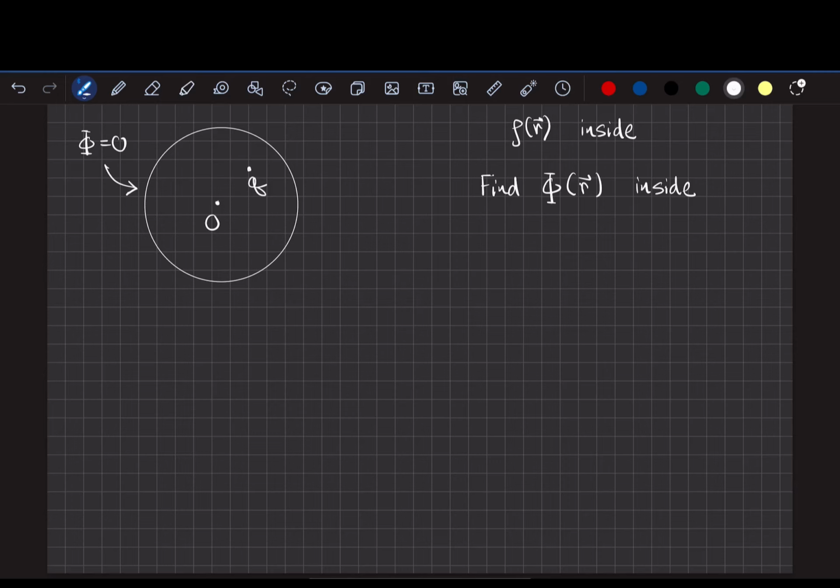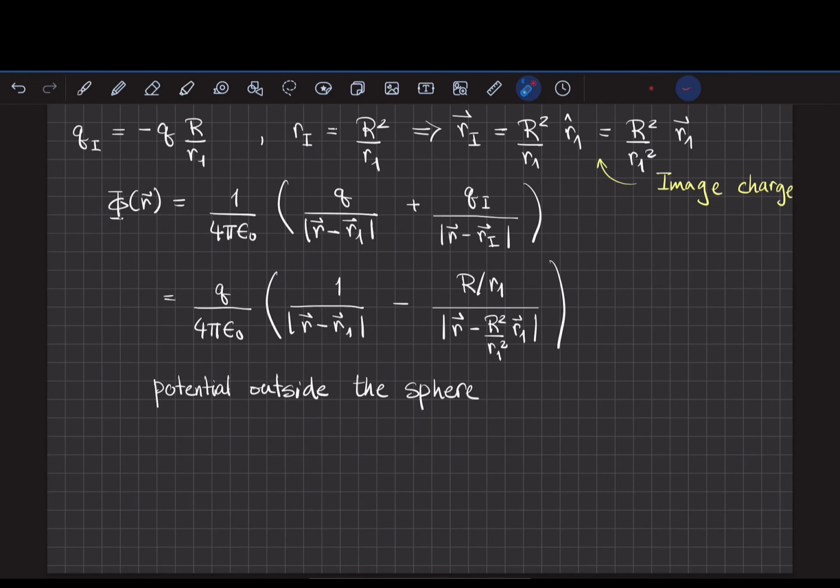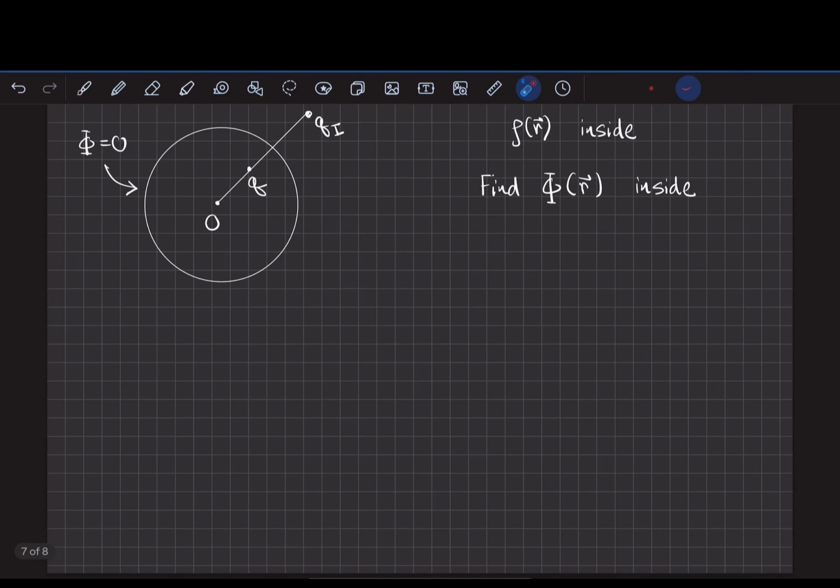Now this problem is exactly the same as the previous problem, because now if we want to find the image charge qi, if we go back to our previous problem, qi is an image of q, which basically means that q is an image of qi. And if we check our equations here, you can see that this is symmetric with respect to ri and r1. So basically we can write the same equations.